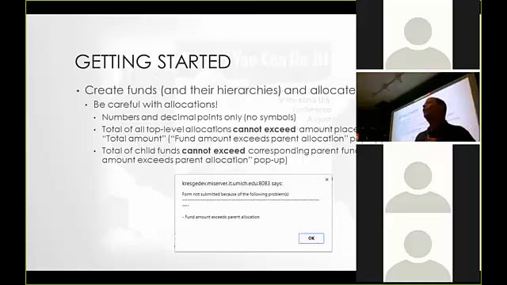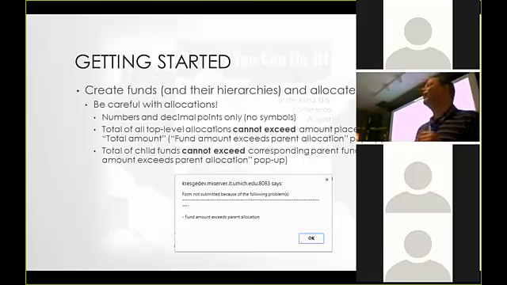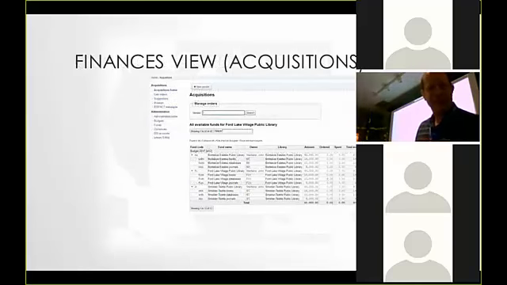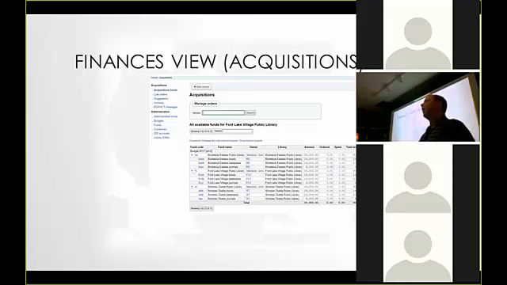The sum of all the children funds of any given parent fund cannot exceed the corresponding parent allocation. You will get that same nasty pop-up box. So you've created everything. What does it look like? It depends on where you are in the system.